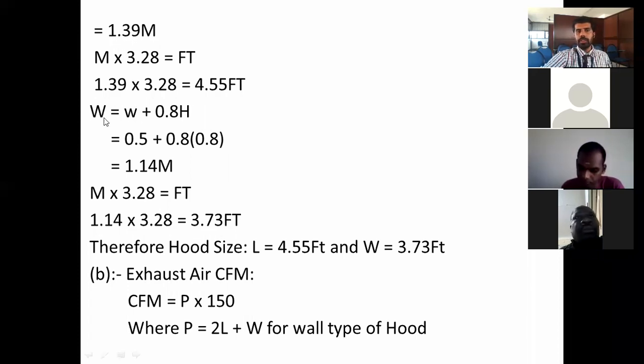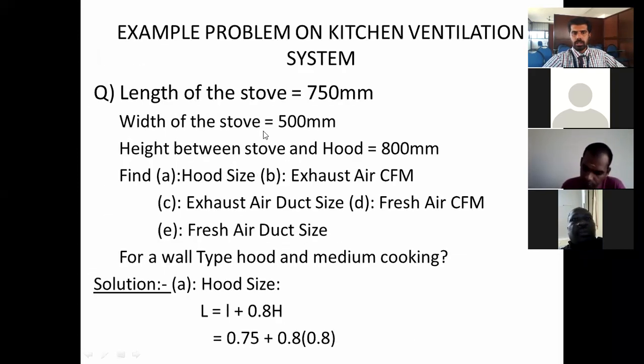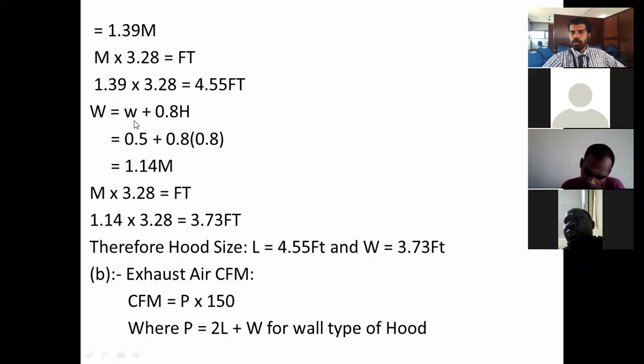The same way you can find the width of the kitchen hood also. This is the formula: capital W is equal to small w plus 0.8 into h. Small w is the width of the stove. Width is already given. It is 500 mm. So 0.5 meter plus 0.8 into 0.8. We will be getting 1.14 meter as the width of the kitchen hood. That also you convert into feet, so you will be getting it in feet.